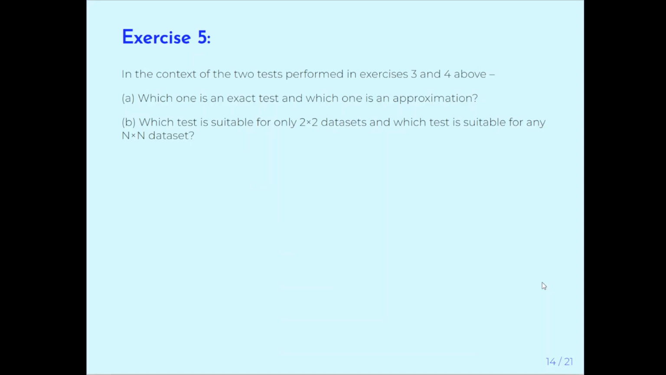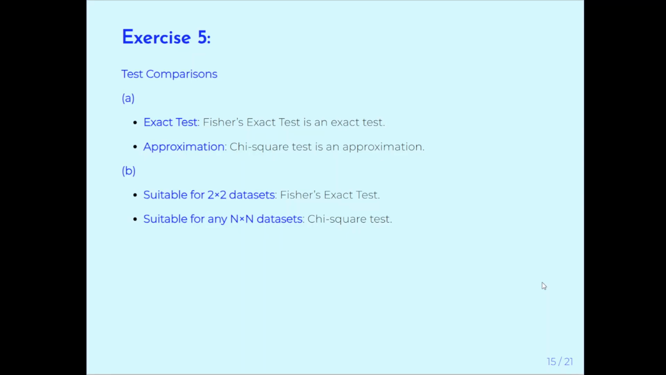Okay. In the context of the tests performed in exercise 3 and 4 above, which one is an exact test and which one is an approximation? Well, I touched upon that already when I said that Fisher's test is called Fisher's exact test. And when I talked about Yates continuity, I did state it was an approximation. So that one is very clearly a giveaway. Anyway, Fisher's exact test is an exact test. The chi-square test is an approximation. Fisher's exact test is suitable for 2x2 tables. The chi-square test is suitable for any n by n data set. The chi-square test will work for multiple categorical data, with multiple possible outcomes for each variable.